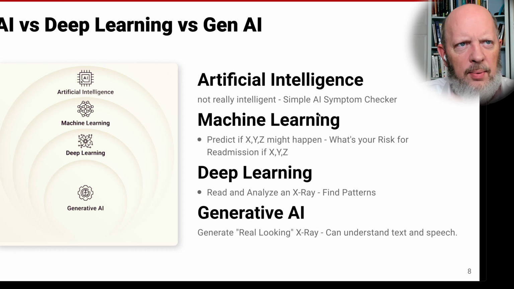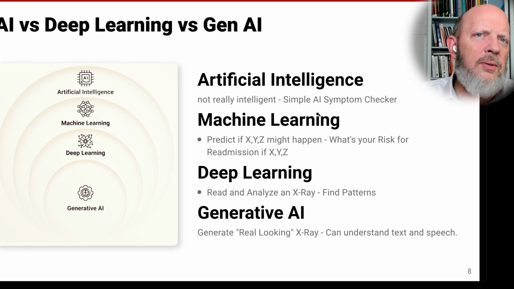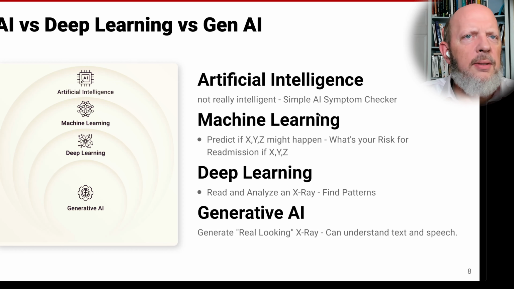So that's kind of the breakdown of artificial intelligence, machine learning, and generative AI. Again, these terms we kind of sometimes use interchangeably, and sometimes they're blurred. But just to give you an idea of what they are, that's a basic overview.